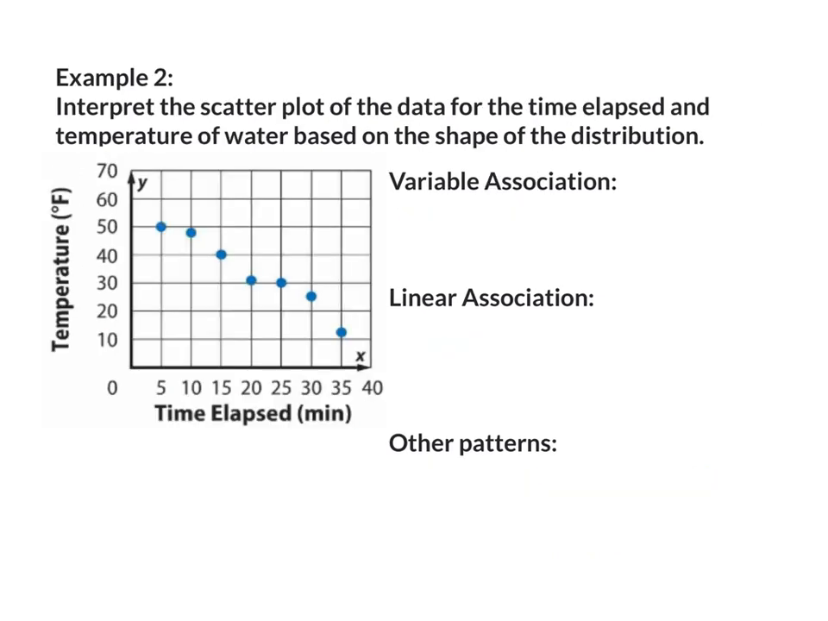Example number 2. Interpret the scatter plot of the data for the time elapsed and temperature of water based on the shape of the distribution. So if I look at the graph, I notice that as the time increases, the temperature of the water decreases. So the scatter plot shows a negative association.